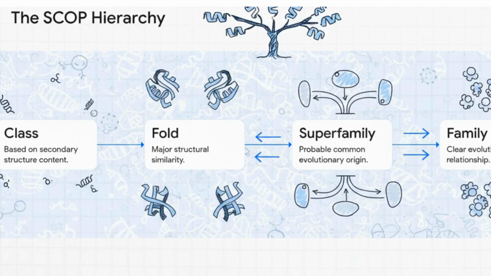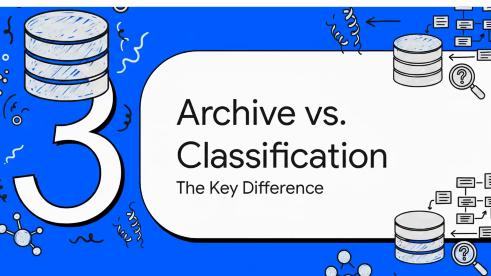Now, SCOP offers a very similar approach, grouping proteins into class, fold, superfamily, and family. What historically made SCOP so highly respected is that it relied heavily on manual curation. That means human experts would carefully review and classify the structures, creating a real gold standard resource for understanding protein relationships. And this brings us to the most important distinction to understand.